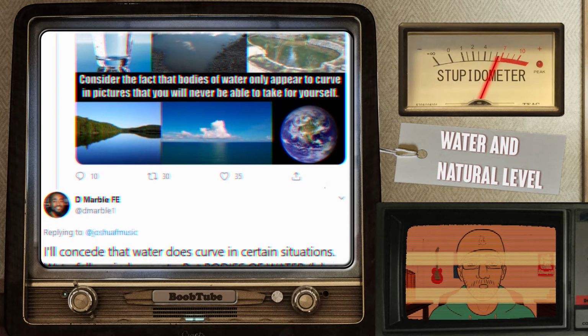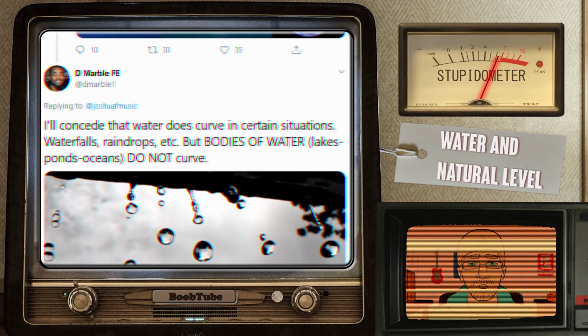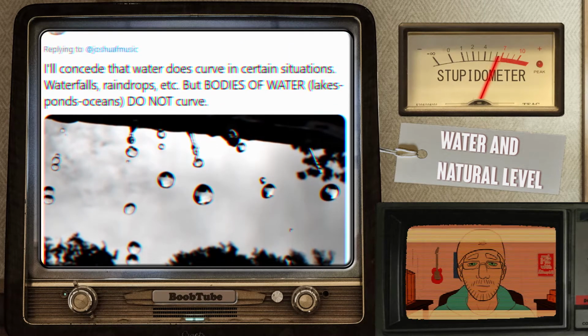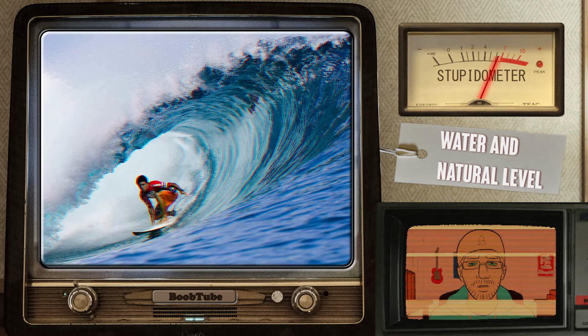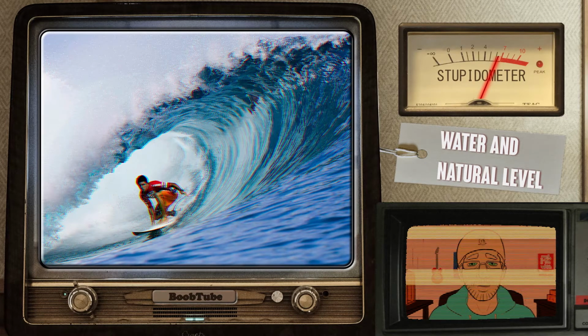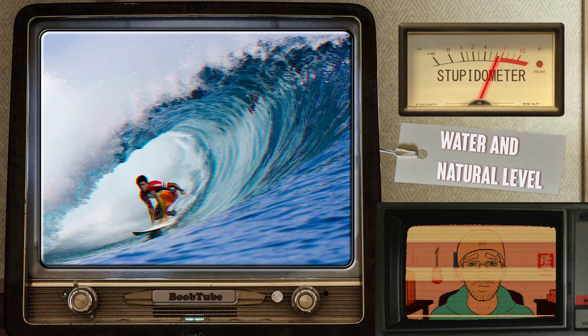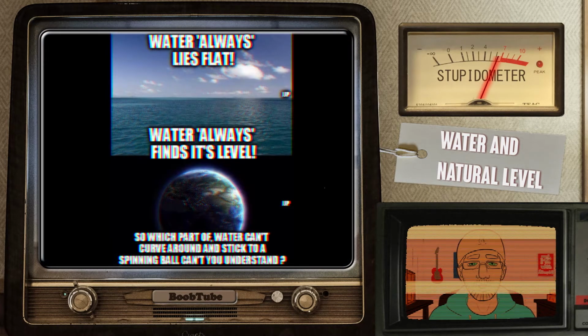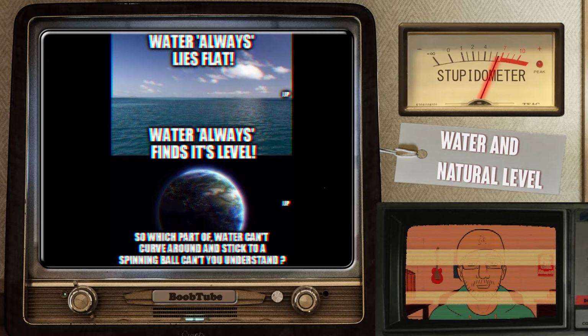Instead, now the saying is, water does curve in certain situations, waterfalls, raindrops, etc., but bodies of water, lakes, ponds, oceans do not curve. I guess this picture is photoshopped then? So what their argument is, on a flat earth, it makes sense to them that water would be flat. You can imagine this to be like water in a bucket. Whereas they think in a round earth, they should be able to see the curvature, but they see it as flawlessly flat and they put it so eloquently.